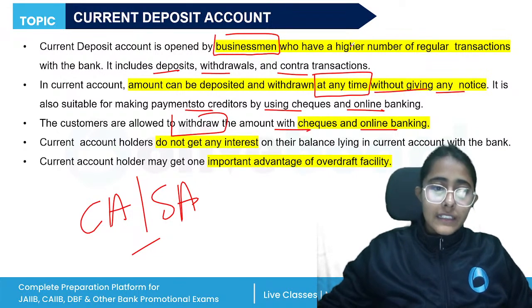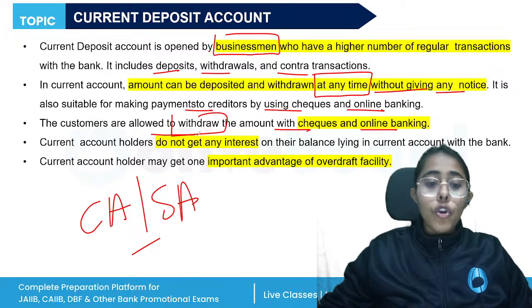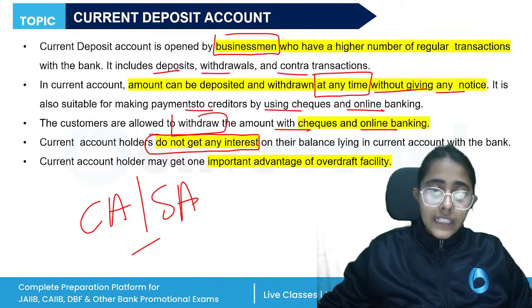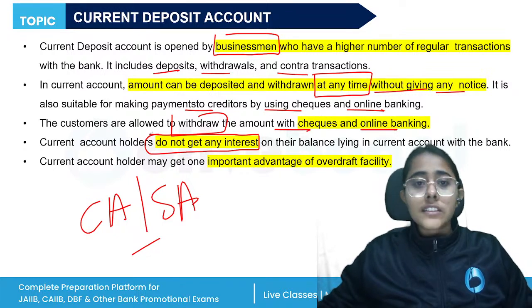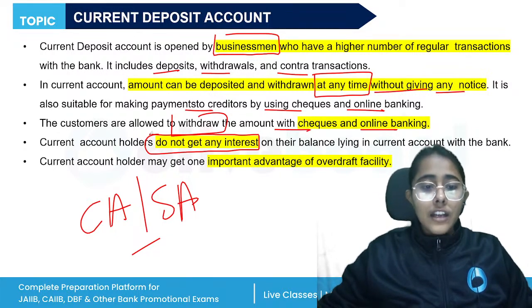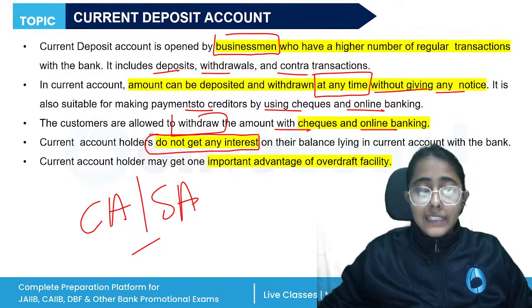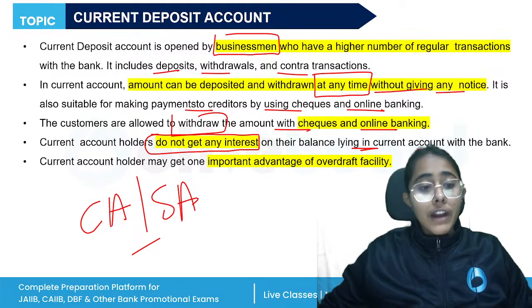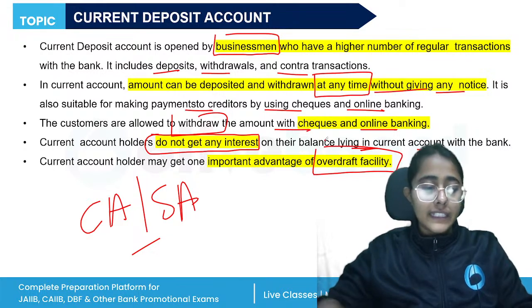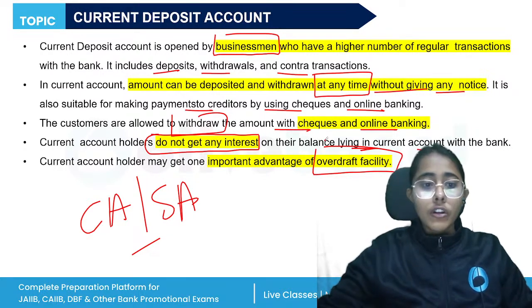Another very important characteristic is that the current account holders do not get any interest. In the savings deposit or in the fixed deposit, interest is earned by the account holders, but in the current account deposits, no interest is paid by the bank on the balance that is lying outstanding in the current account with the bank. However, one important facility or advantage that the current account holder may get is the overdraft facility. So these are the basic characteristics of the current account, which comes under the demand deposit. It is a type of CASA deposit.